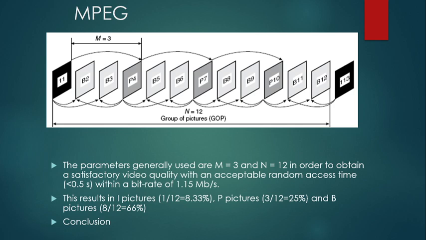And the lowest compression rate is for the I picture, which is used less frequently in this example. Generally we have to maintain these values, M equal to 3 and N equal to 12, in order to obtain satisfactory video quality. Generally we keep these values, and it gives a bit rate of approximately 1.15 megabits per second. So this is a general pattern we keep for MPEG compression. There are three types of frames, and usually we choose a value of M equal to 3 and N equal to 12.